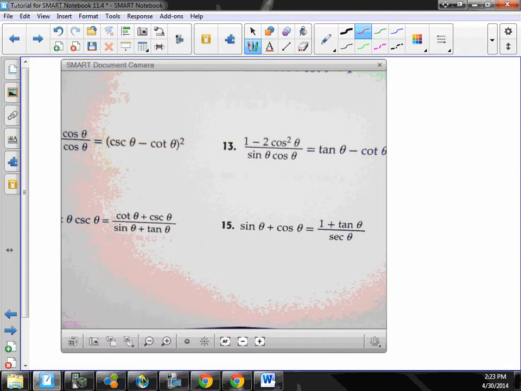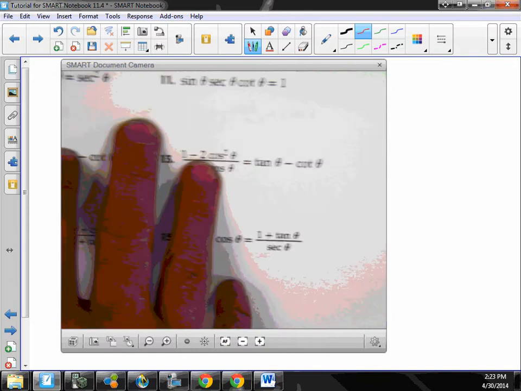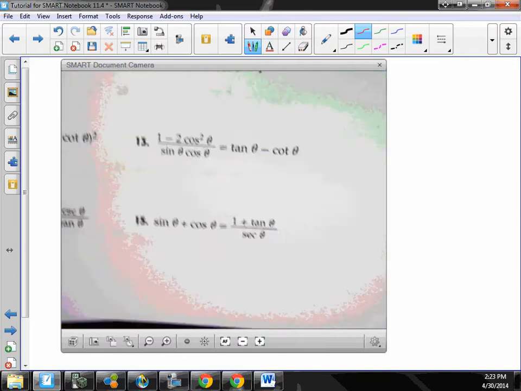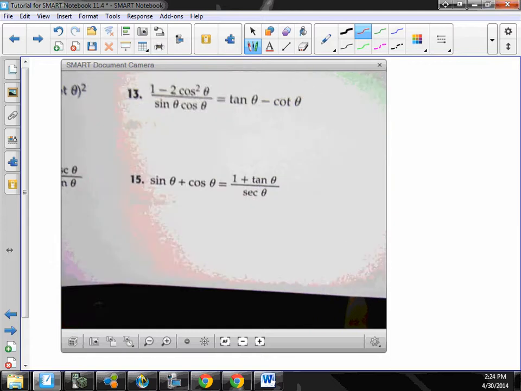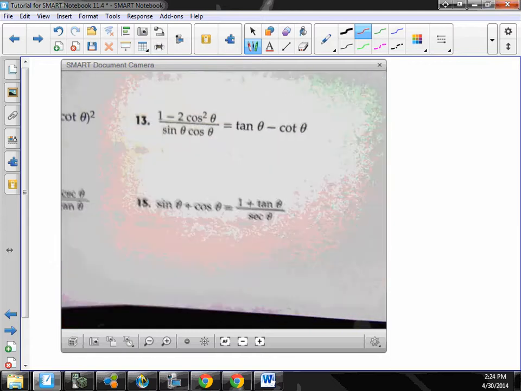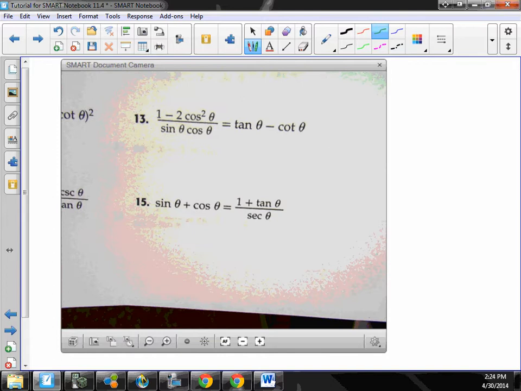Don't use the half-angle. So let's try Hannah's method. It may or may not work. And really, the only way you're going to get good at this is if you try it a whole bunch of times. So, sine over cosine minus cosine over sine.